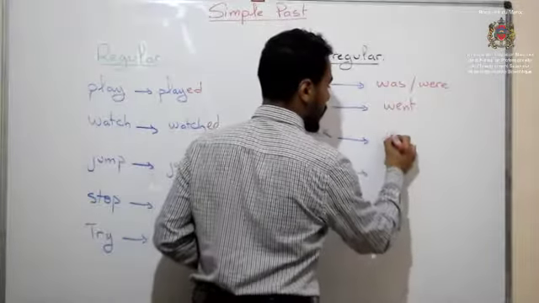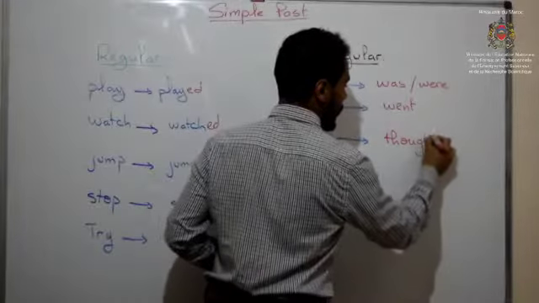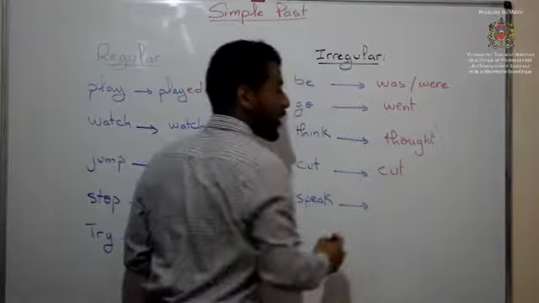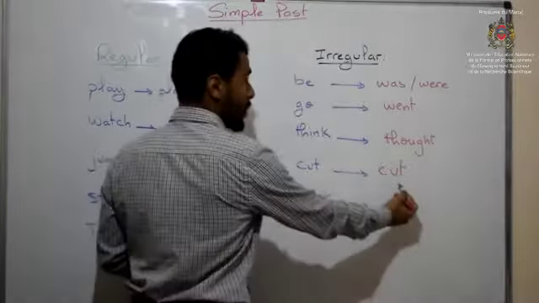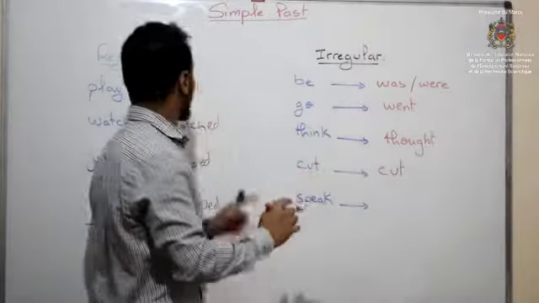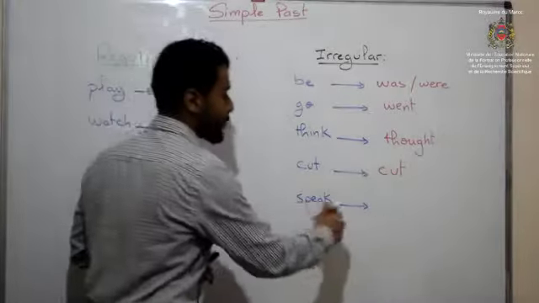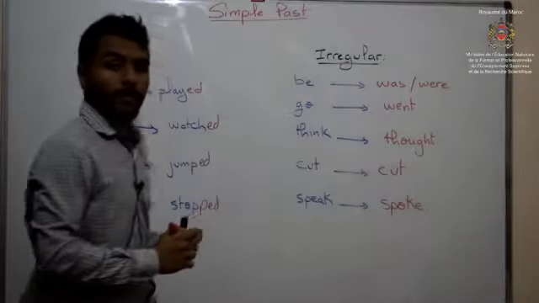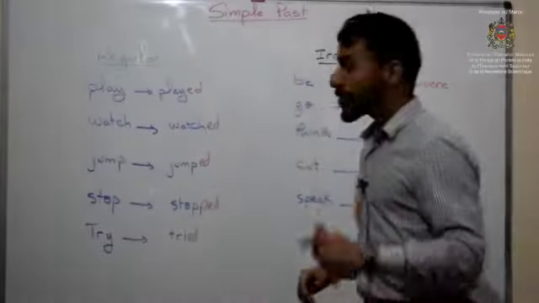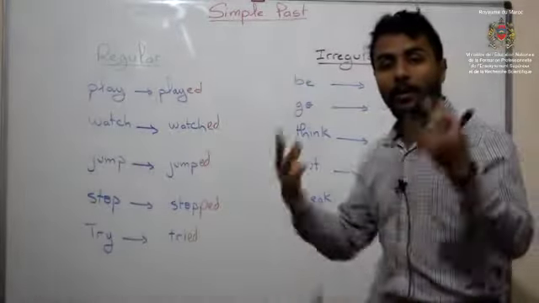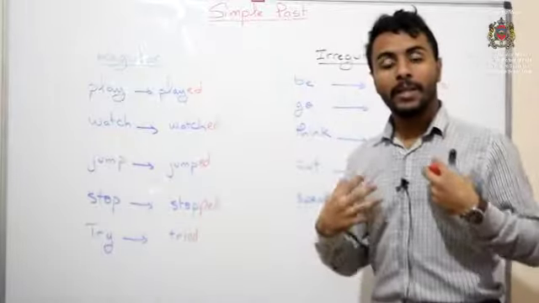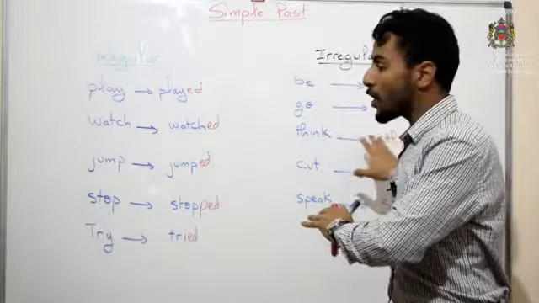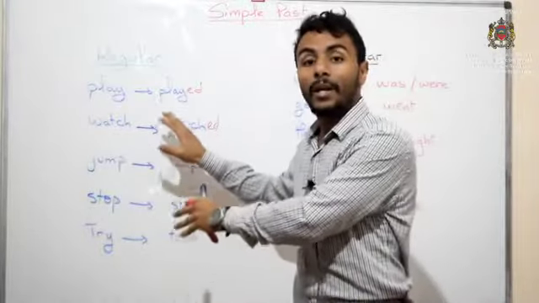Think becomes thought. Cut doesn't change. Cut, it's still the same. Cut, caught. But it's irregular because we don't add ed. Now, speak, spoke. As I want to mention, there is a big list of irregular verbs that you have to take by heart. You need to remember them, speak and use them. Of course, if you know the list of irregular verbs, you will automatically know the list of regular verbs.